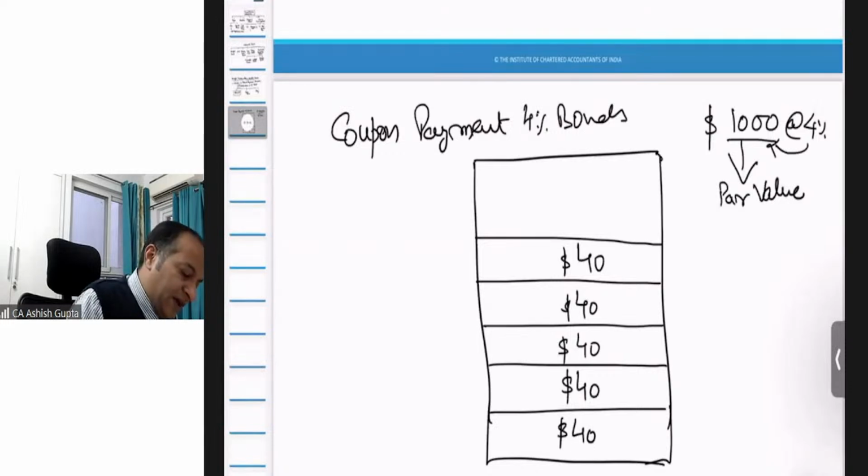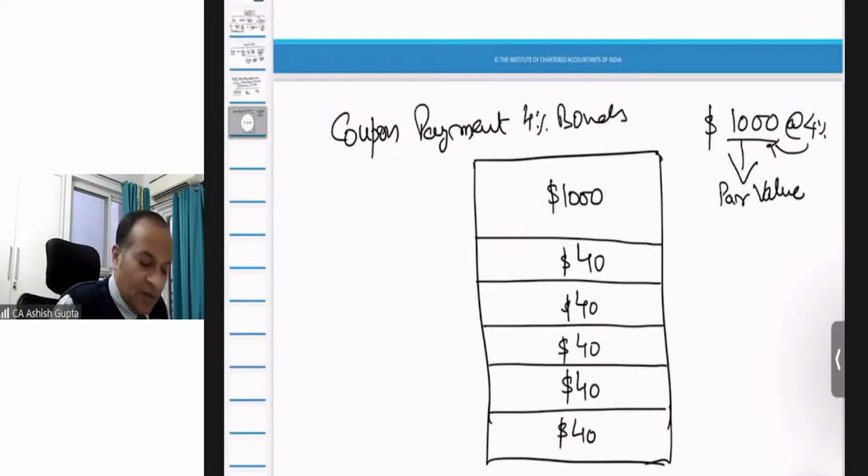Okay, students, at the end of the fifth year, the principal will be repaid back. Okay. Now, what used to happen? These used to be in the form of perforated coupons.